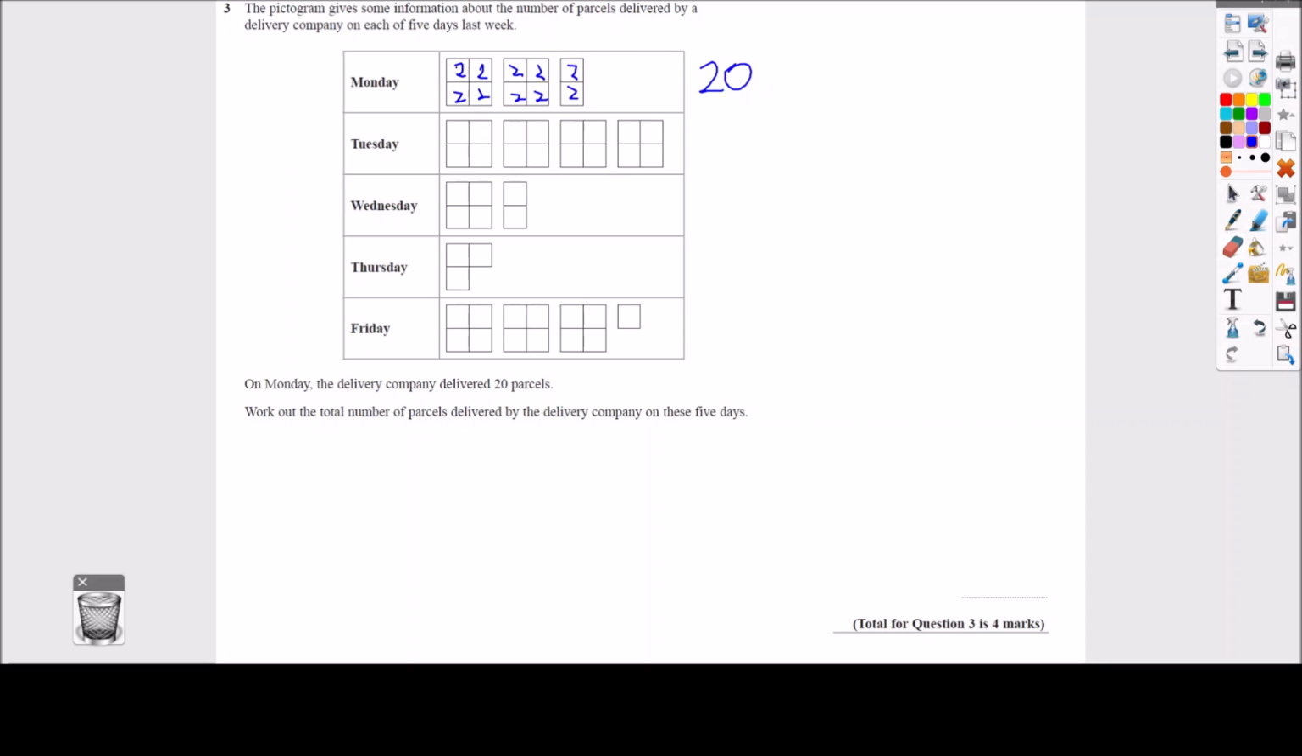Right, so count up the small squares and then double it to get the number of parcels. Here we've got 4, 8, 12, 16 small squares. Double that is 32. Here we've got 6 squares. Double it to get 12. Here's 3, double it to get 6. Here we've got 4, 8, 12, 13. Double 13, we get 26. So we just need to add all of those up. 20, add 32, add 12, add 6, add 26, and that's 96 parcels in total.